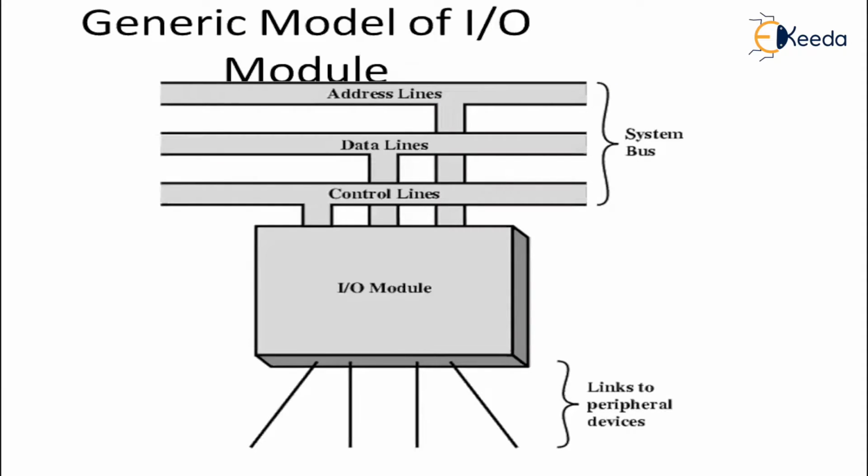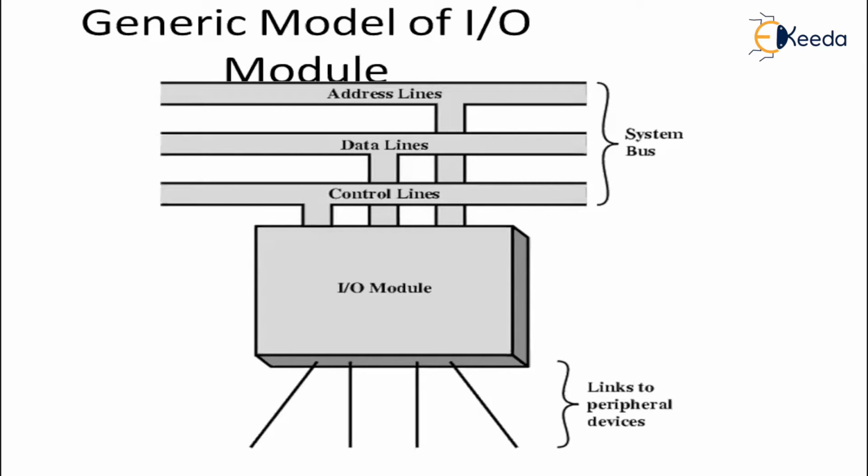Now, when you look at this diagram, it consists of address line, data line, control line, and IO modules. So first, let us understand what we mean by address line, data line, and control line. When we combine address line, data line, and control line, together they are considered the system bus. The system bus could be defined as the combination of address bus, data bus, and control bus.